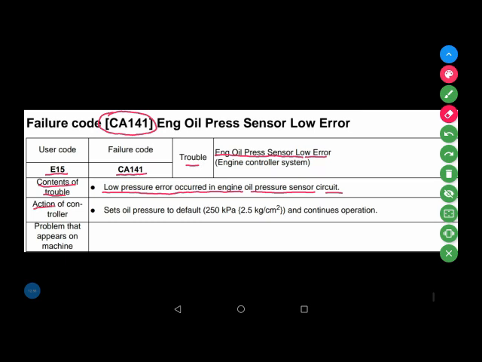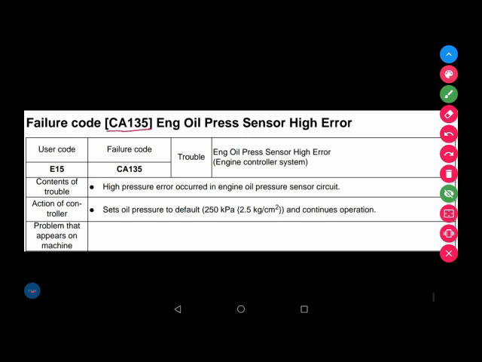What is the action of the controller? It sets the oil pressure to the default value of 250 kilopascal, which means 2.5 kg per square centimeter, and it sets the pressure at this value, 250 kilopascal, and continues operation.